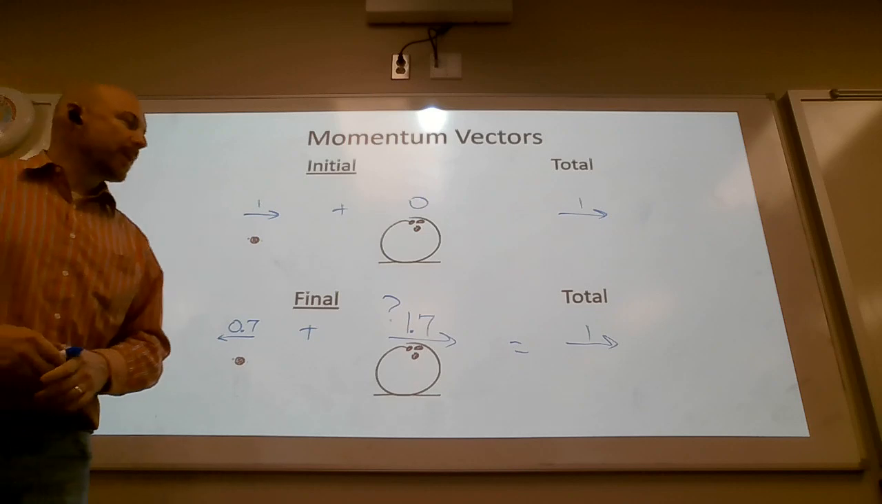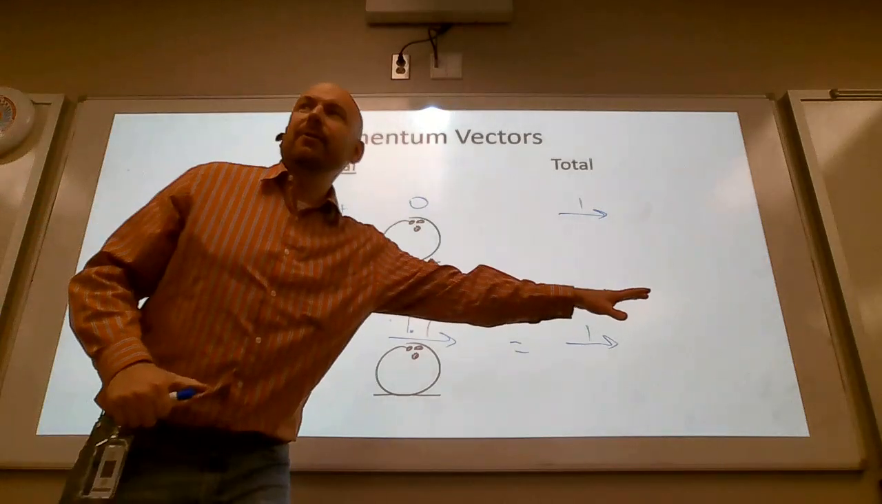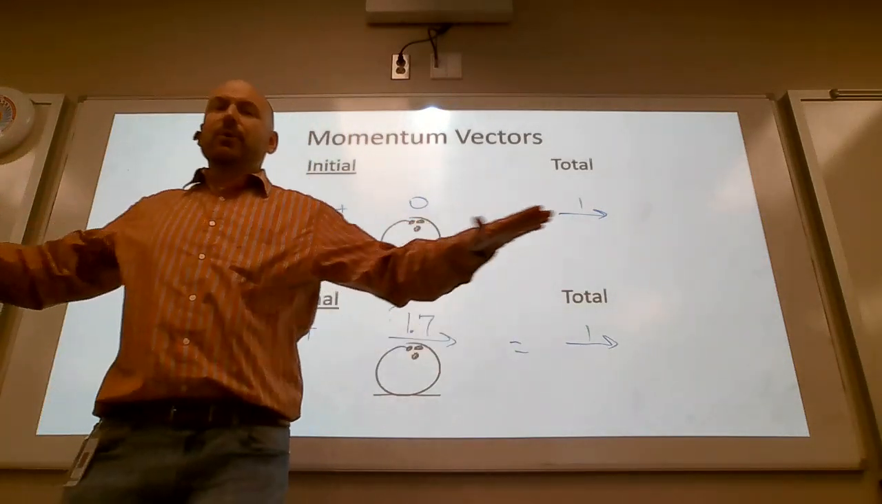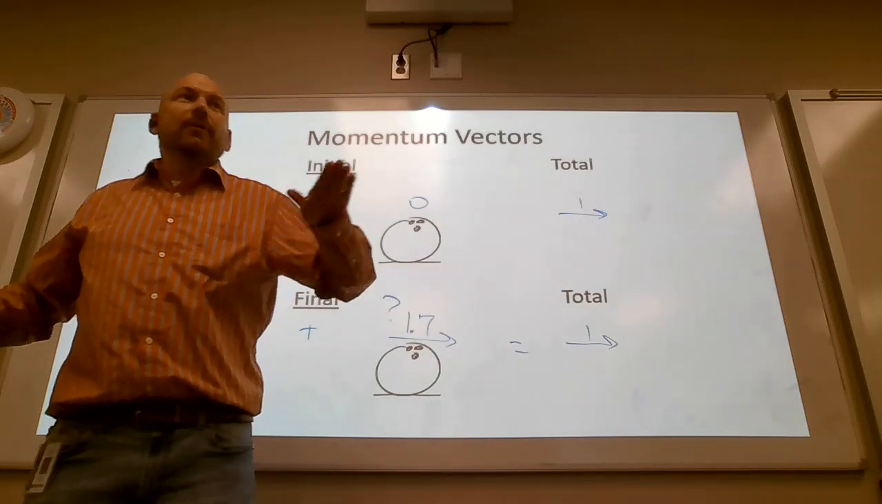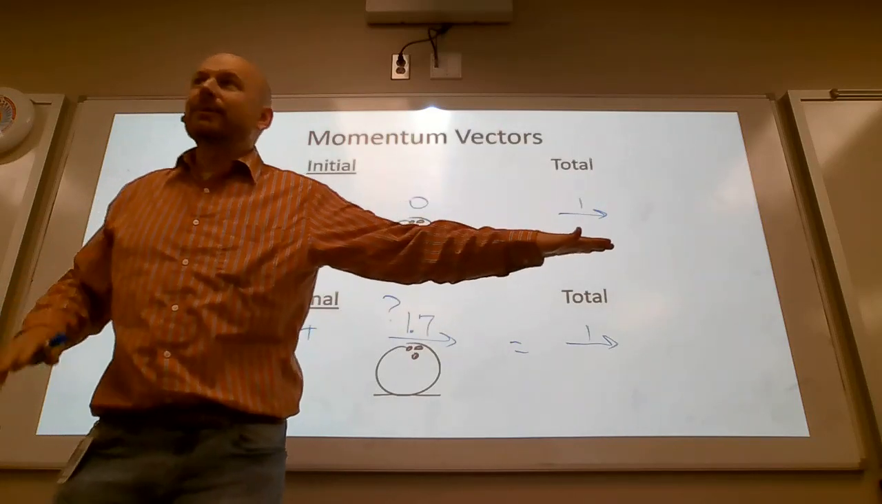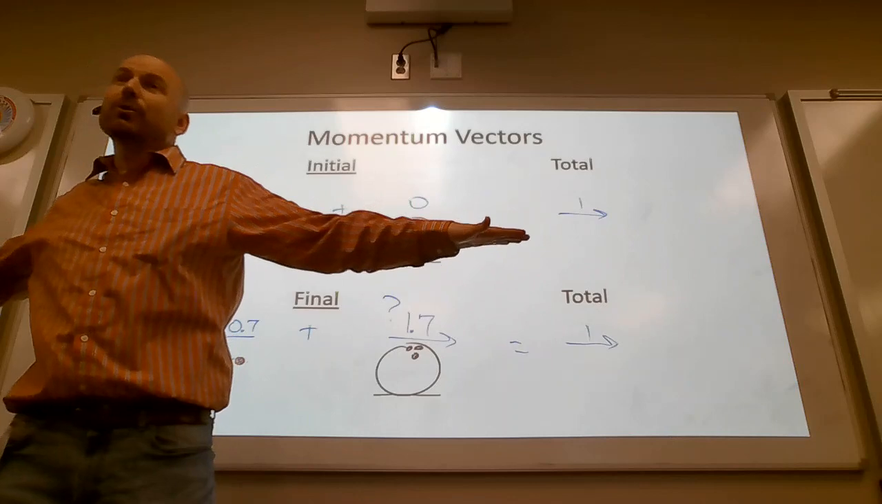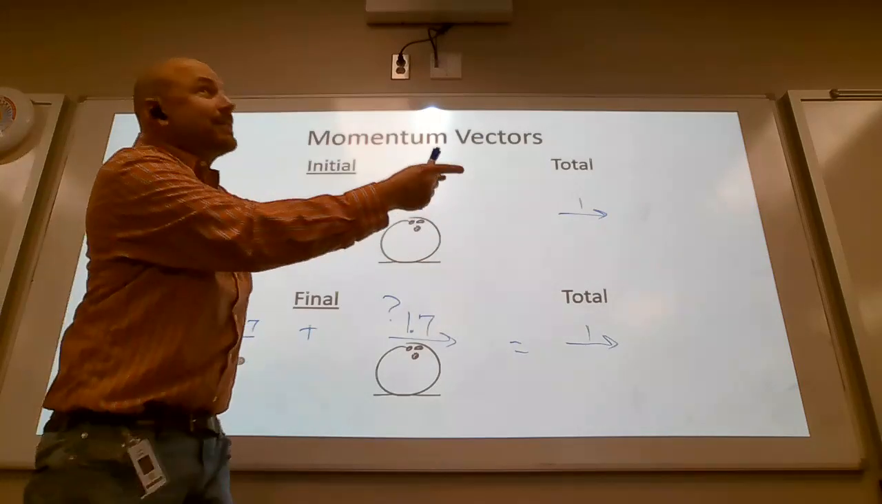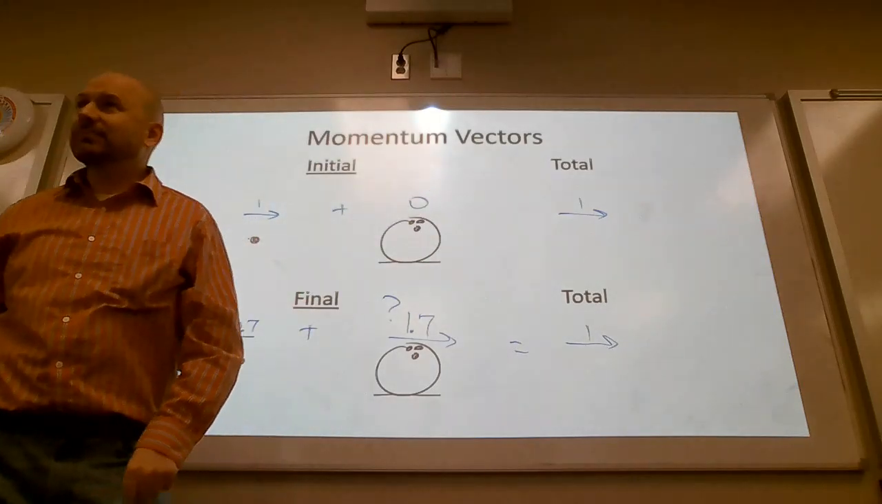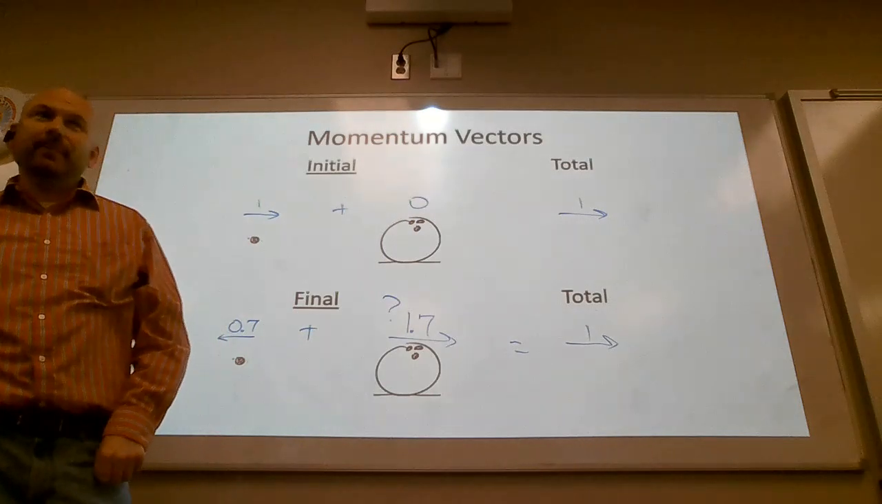Okay, the total momentum of the system has to be to the right. Therefore, if you have things moving in opposite directions, the thing moving to the right has to have more momentum than the thing moving to the left, because the total momentum of the system is still to the right. Get with that?